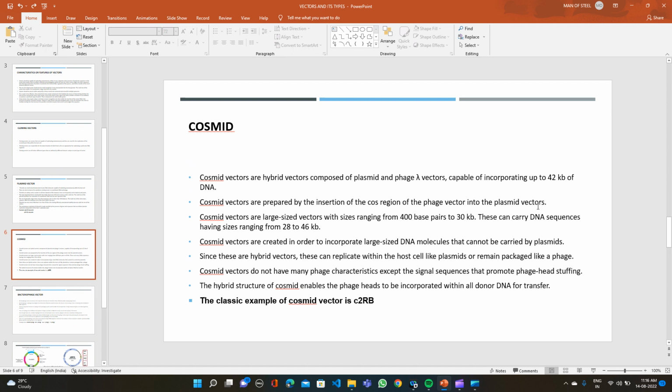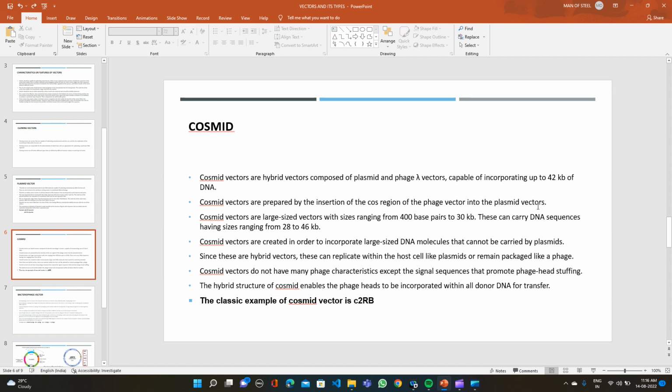The next one is the cosmid. Cosmids are hybrid vectors composed of plasmid and phage lambda vectors, capable of incorporating up to 42 kb of DNA. So a cosmid is a modified version of a plasmid. A plasmid which contains a cos site is also known as a cosmid. Cosmid vectors are created to incorporate large DNA molecules that cannot be carried by plasmids, with sizes ranging from 28 to 46 kb.